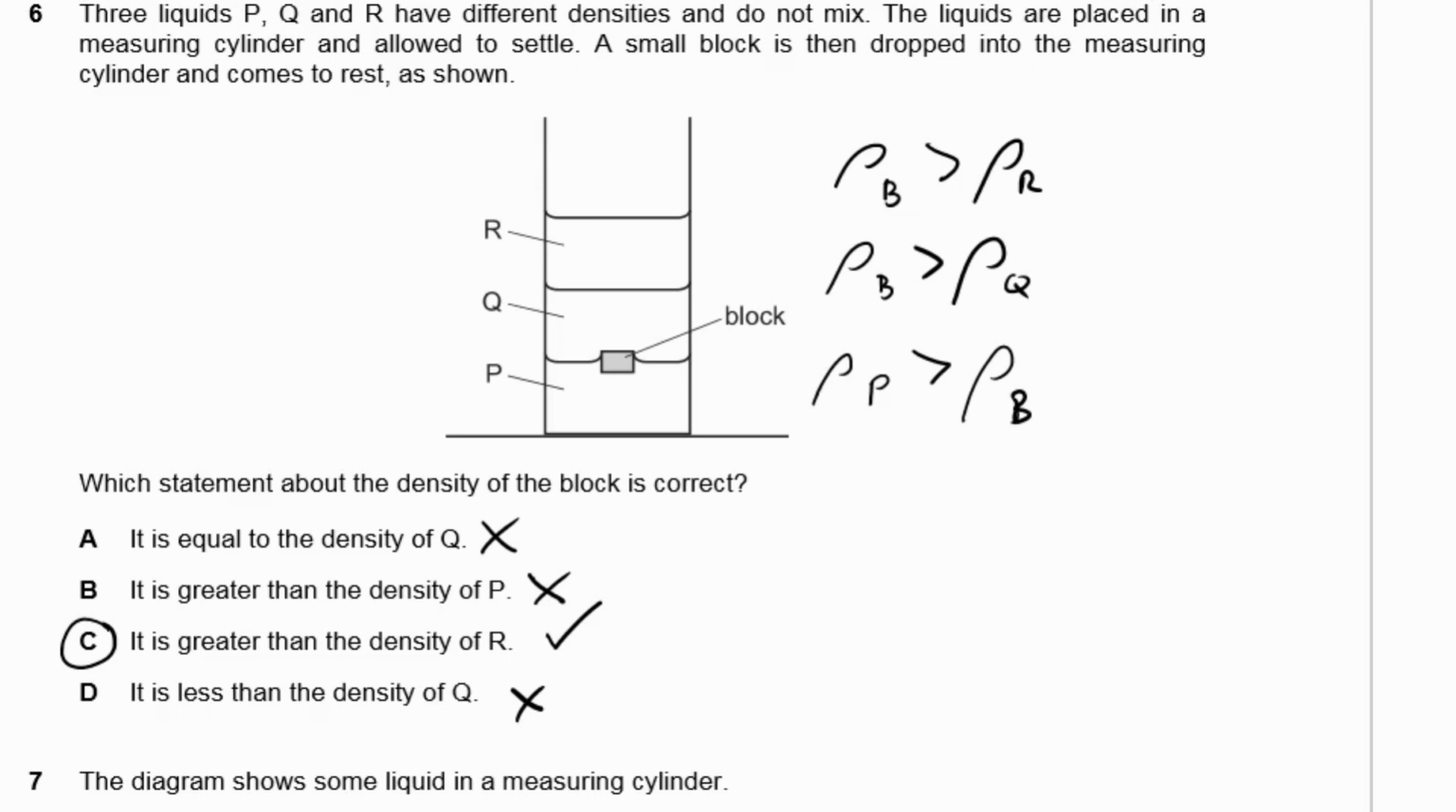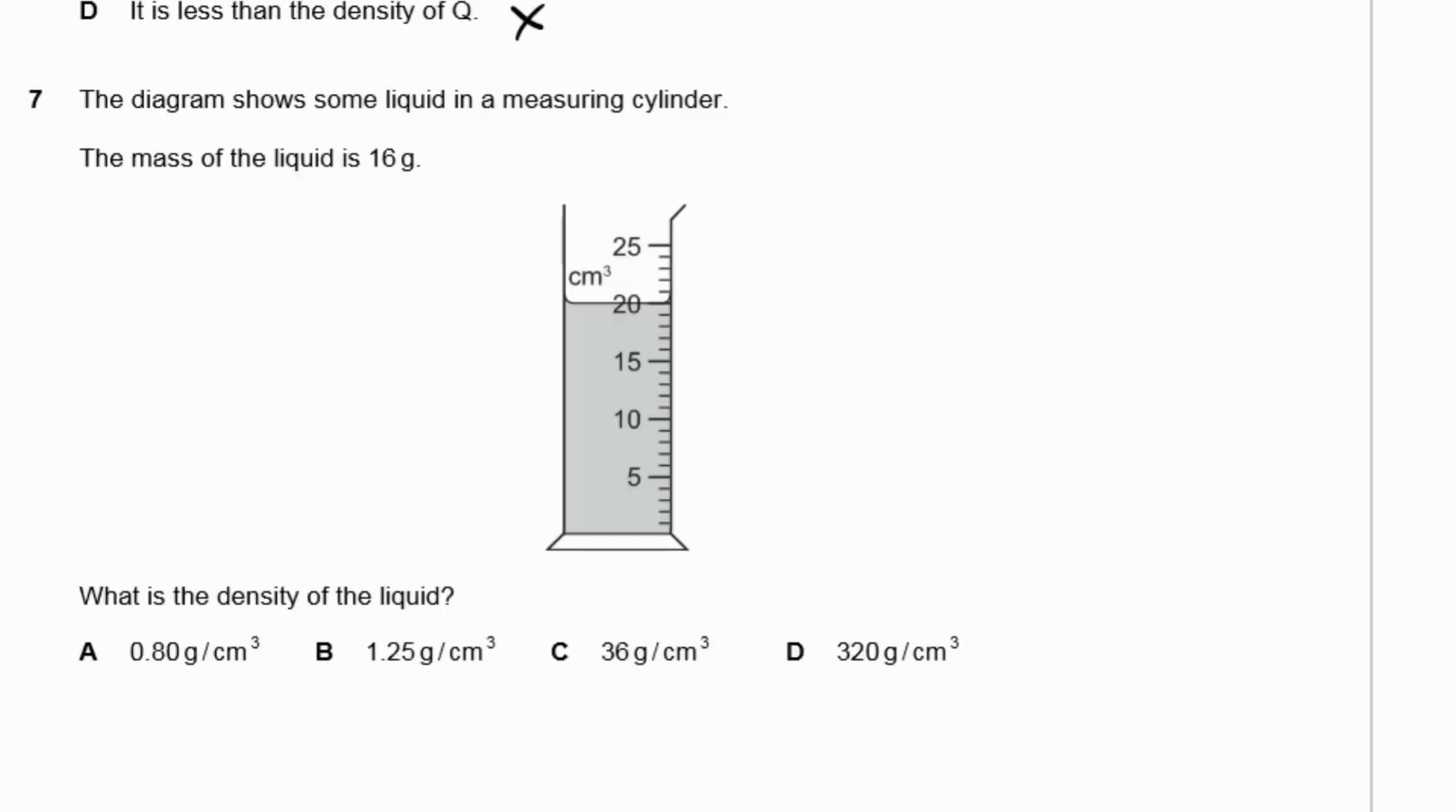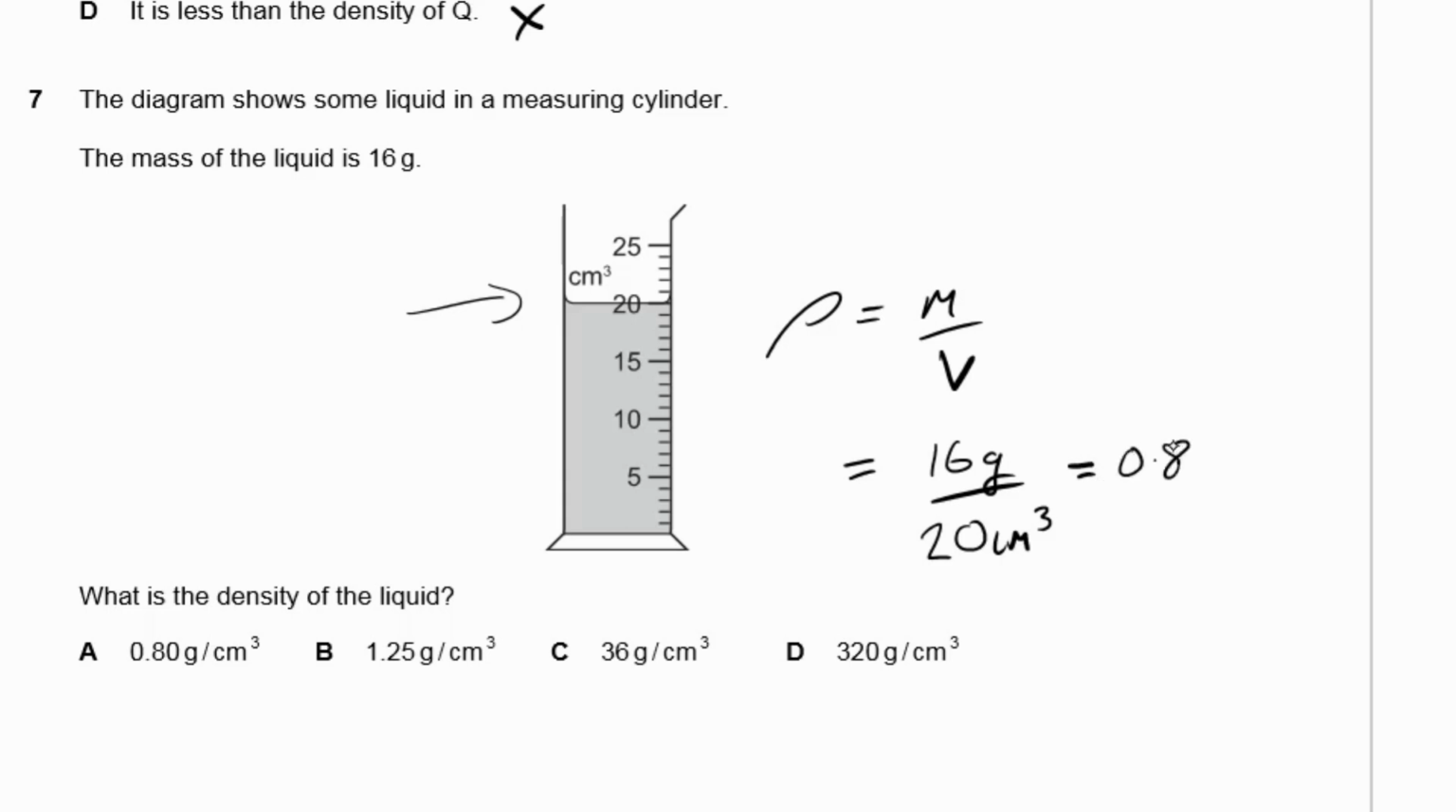Let's look at question number 7. The diagram shows some liquid in a measuring cylinder. The mass of the liquid is 16 grams. What is the density of the liquid? Well, density equals mass over volume. We're given all the information we need. The mass is 16 grams. And the volume is 20 centimeters cubed. We read that, of course, from here. And that will give us a value of 0.80 grams per centimeter cubed, which is option A.